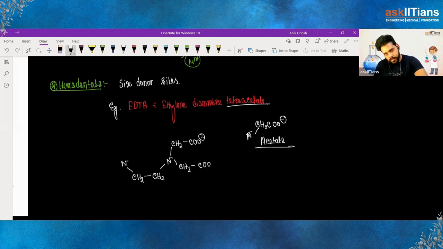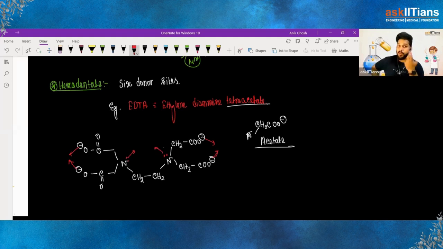CH2COO minus. I'm not going to draw the CH2 anymore. COO minus. Just showing you all the possibilities of drawing this compound in the bonding format as well. Why is it hexadentate? 1, 2 donor atoms, 3, 4 donor atoms, 5, 6 donor atoms in one compound. Okay. So let's try some questions from this.